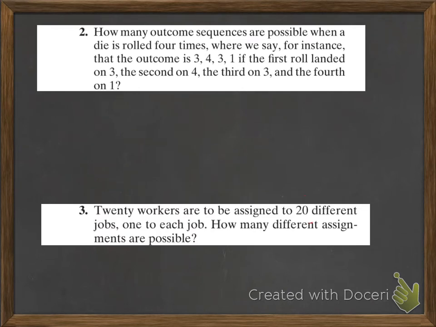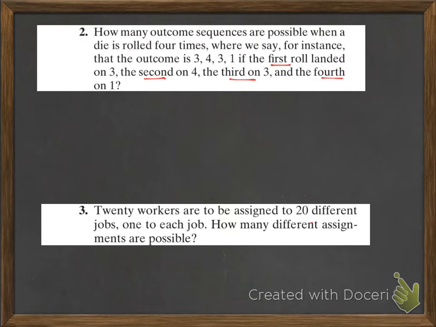How many outcome sequences are possible when a die is rolled 4 times, where we say, for instance, that outcome 3, 4, 3, 1 is the first, then the second, then the third, and the fourth. So the words here that they're leading us to is that we have an ordering to our rolls. So it's not just that there are 4 dice on the floor that we're reading. There's a first roll, a second roll, a third roll, and a fourth. So order does matter here. And since a die can be anything on any roll, repeats are allowed.